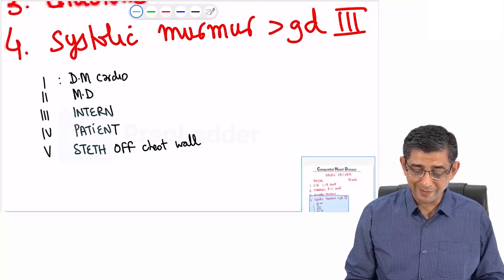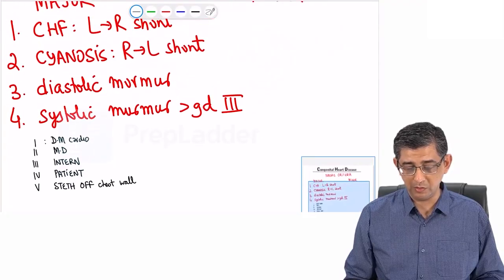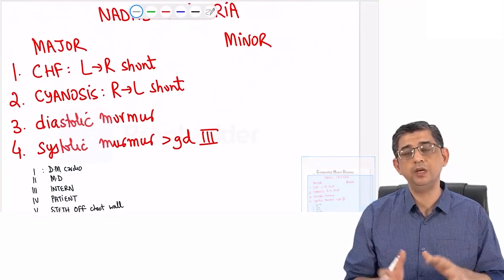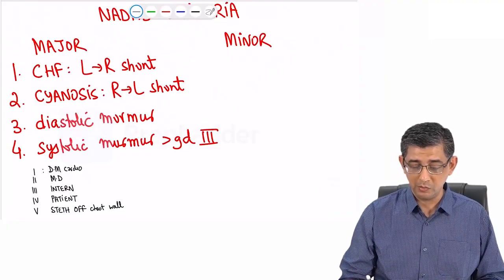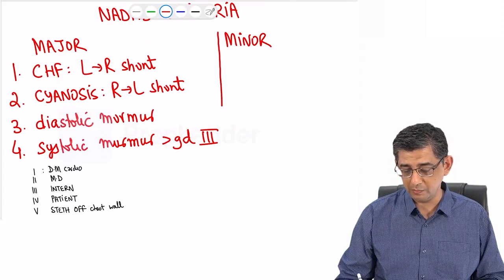Per se, they are not interested in asking you the grading of the murmurs, because obviously in an exam they can't make you hear and tell you, okay, tell me the grade of the murmur. So this is just theoretical information that can be a part of the MCQ.